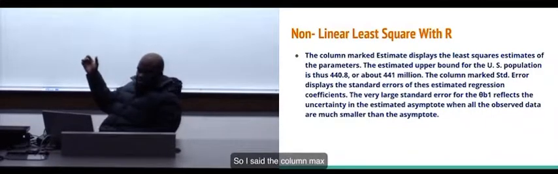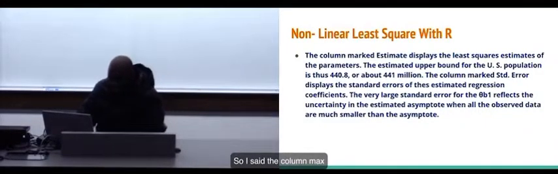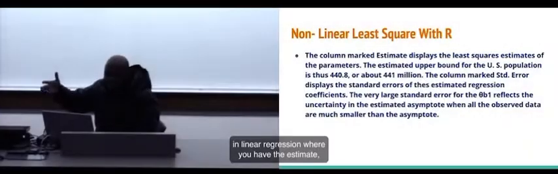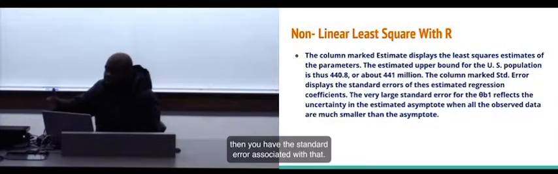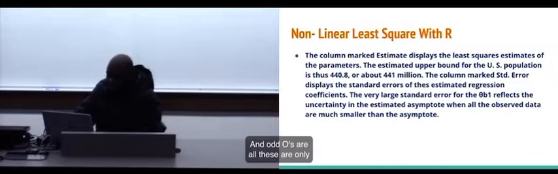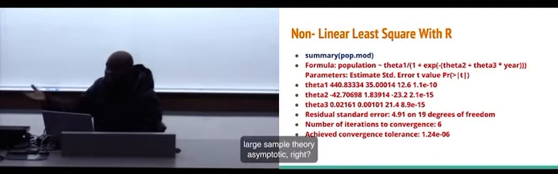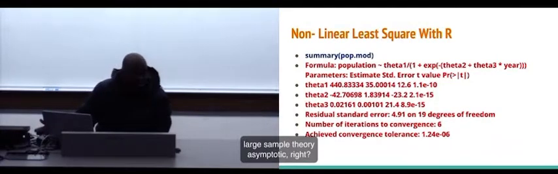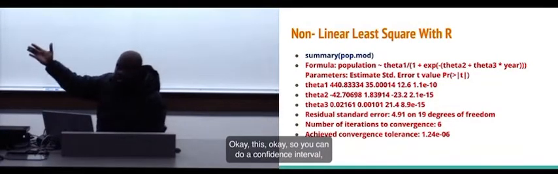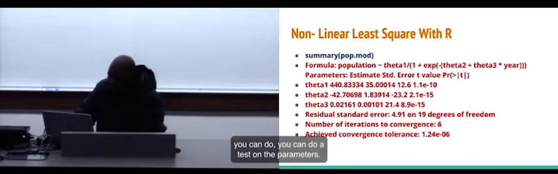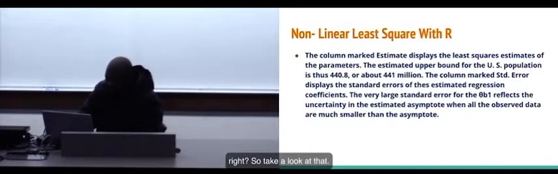And I said the column marked Standard Error displays the standard error of the estimate. Of course, now we are back at what we normally do in linear regression, where you have the estimate, then you have the standard error associated with that, and all these are only okay if we're talking about large sample theory, asymptotic, right? These are okay. So you can do a confidence interval. You can do a test on the parameters. That's why you got a p-value, right? So take a look at that.